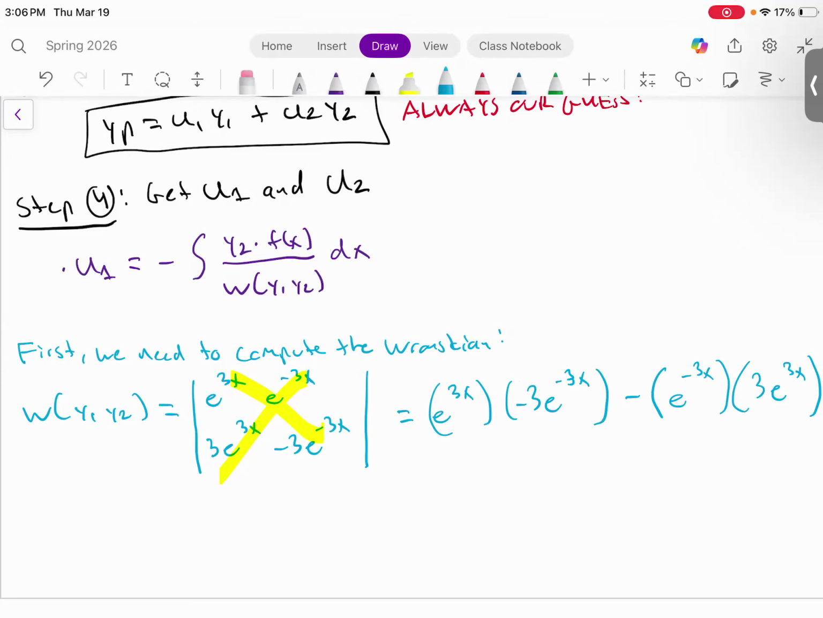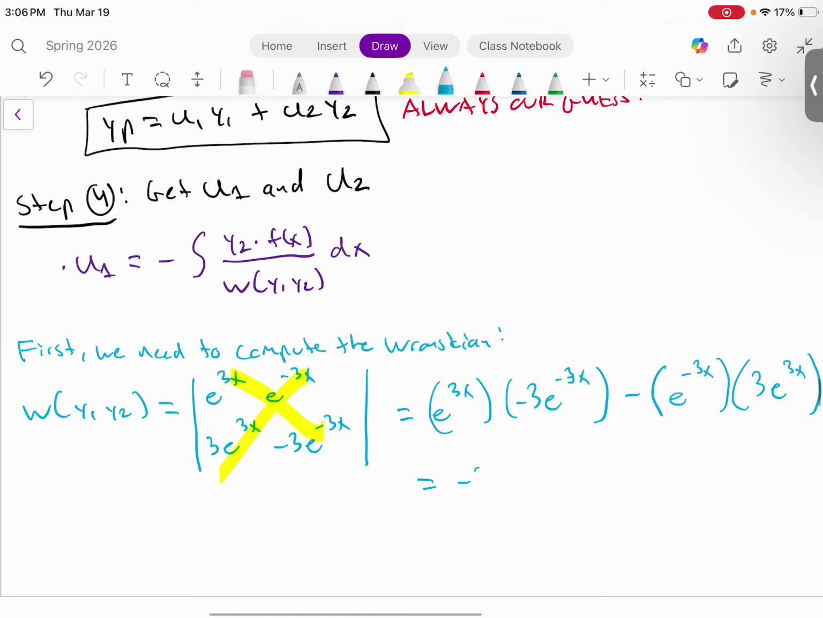When we multiply these exponentials, the exponent 3x minus 3x is just 0. So what we end up with is negative 3 e to the 0 minus 3 e to the 0. That's just negative 3 minus 3, and that's just negative 6. So the Wronskian just equals negative 6.